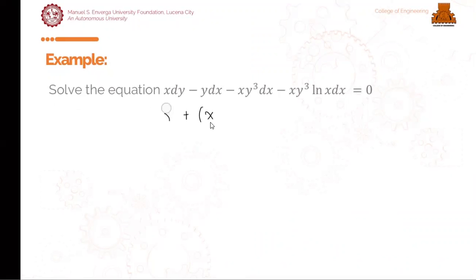Okay, so mali pala, no? So yung first one is may dy, then yung tatlo is may dx. Okay, 1, 2, 3. Okay, so negative y, negative xy cube minus xy cube ln x dx equals to 0.